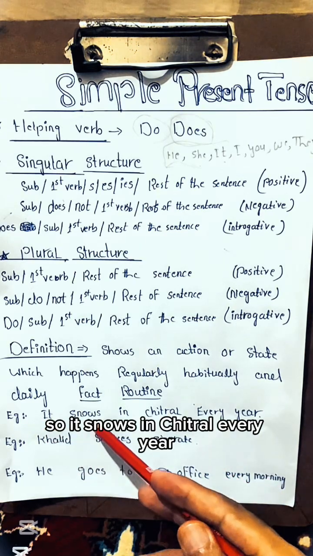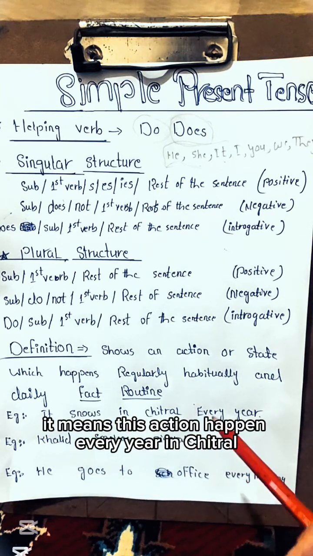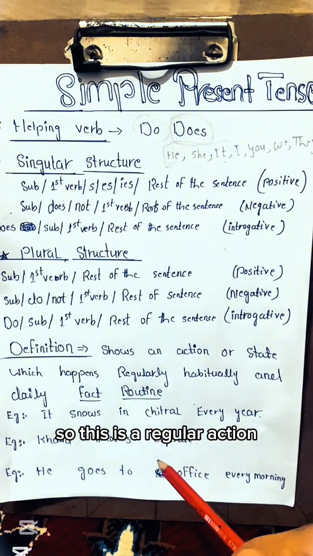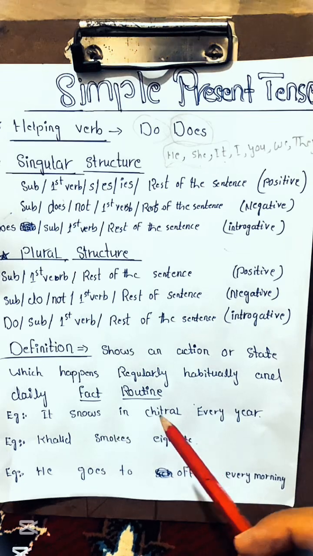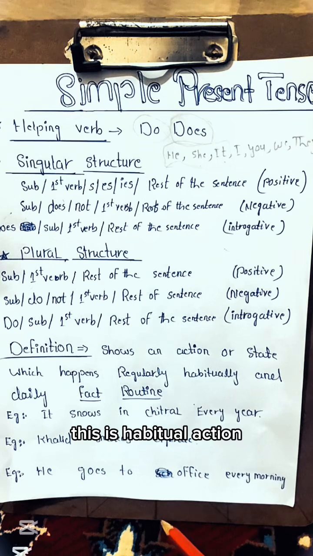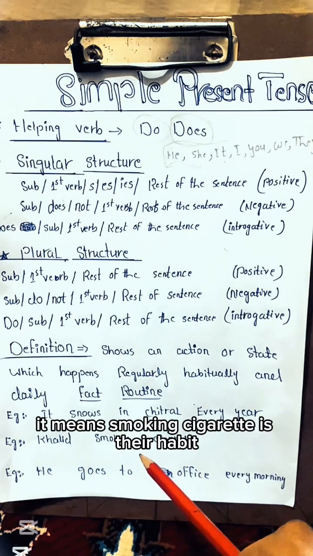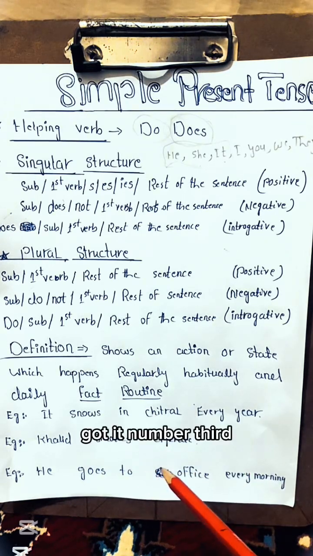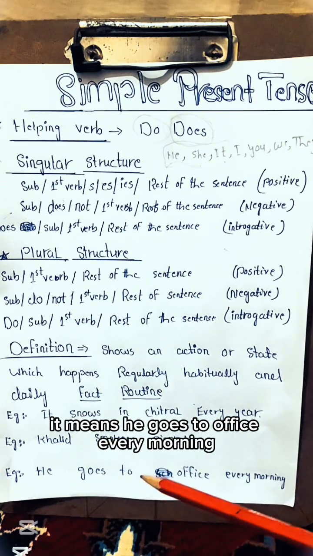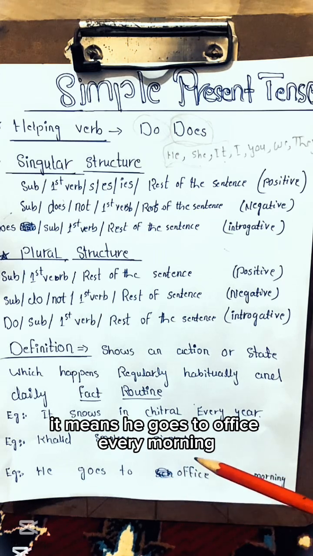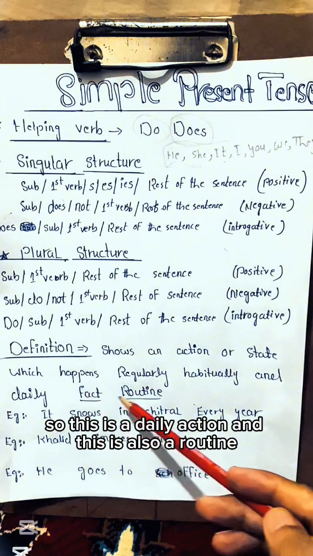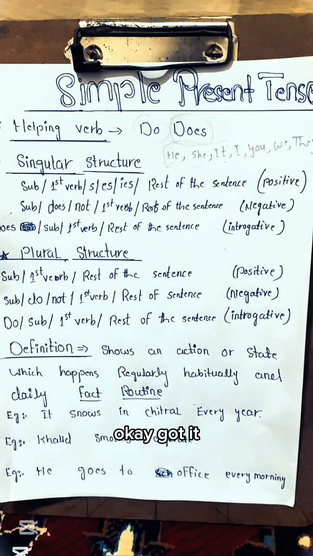It snows in Chitral every year. It means this action happens every year in Chitral, so this is a regular action. Got it or not? The second one: Khalid smokes cigarettes. This is a habitual action. It means smoking cigarettes is his habit. Got it? Number three: he goes to office every morning. It means this is happening daily, so this is a daily action, and this is also a routine. Okay? Got it?